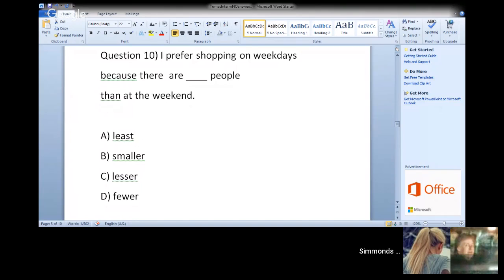Okay, there are less people, and that can be used for countable, and then there is less water in here than before. So yes, you can use less for countable and non-countable nouns. Oh, I see. Wow. Okay, thank you very much. That's why this question is confusing.